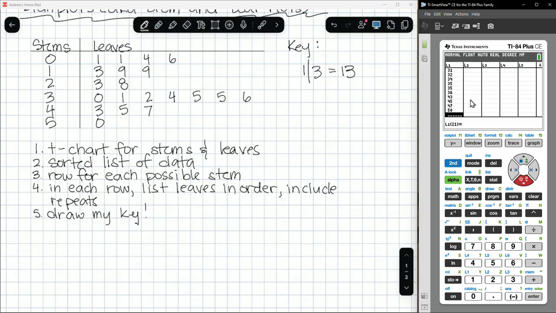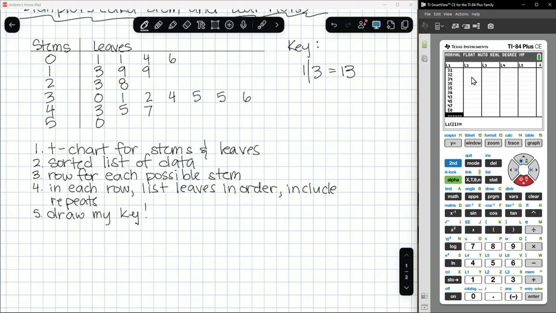Hopefully you can see how that's useful. Even if I didn't have a calculator to sort my data, if I had my data on paper, I can quickly go through and pick off my smallest number and my largest number, which determine the first row and the last row. And I should have a row for every possible stem between the smallest and largest. And then I just have to pick through my data to find the leaves for each of those rows. And pencils and highlighters are helpful for that.